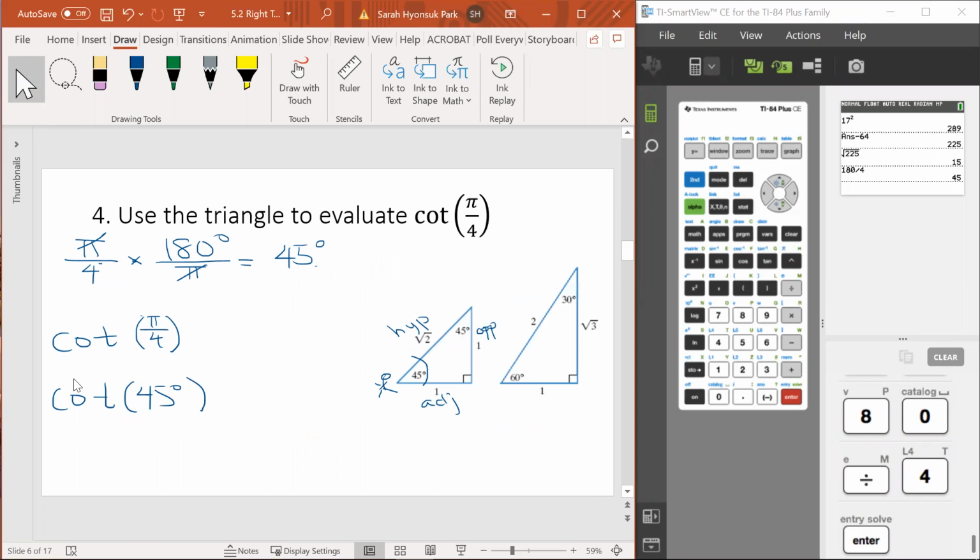So you can write, okay, I need to find the adjacent side. Adjacent side is, let me just write, adjacent side is 1. Opposite side is 1. So this actually turns out to be 1. 1 over 1 is 1.